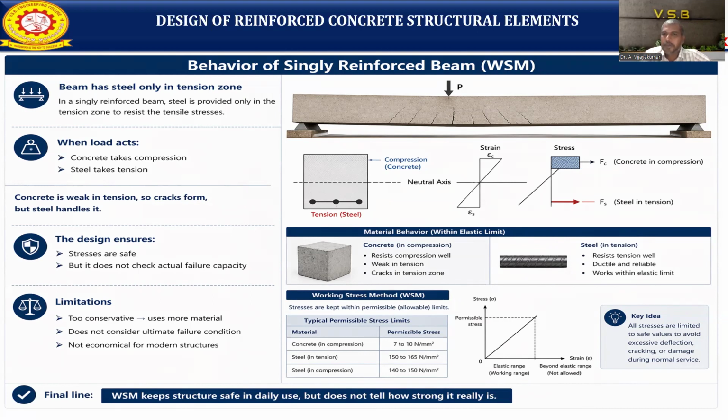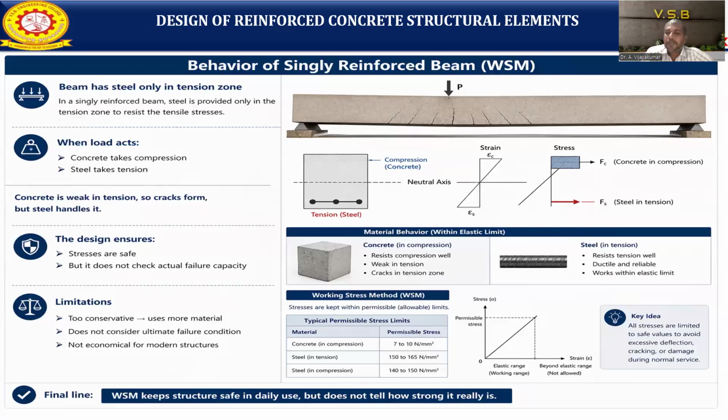Above, the point load will be acting on the center. In this condition, the top will be in compression and the bottom will be in tension. In a singly reinforced beam, the steel is provided only in the tension zone. Tension zone means the bottom zone, to resist the tensile stresses.